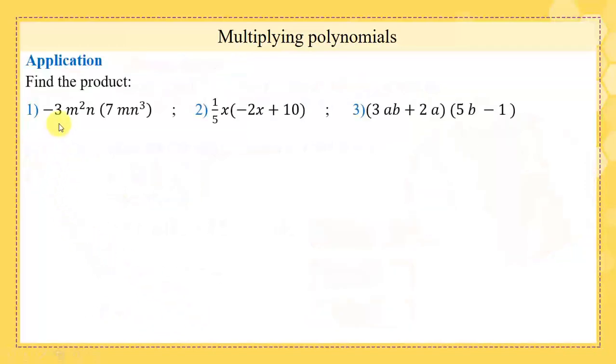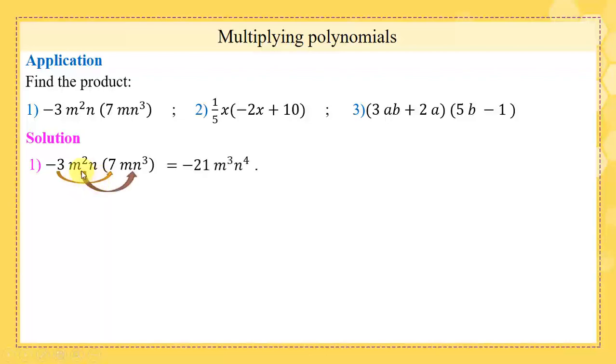Application: find the product of each. Please pause the video and do it by yourself on a draft paper. Solution: negative 3m squared n multiplied by 7mn cubed. Start with multiplying coefficients. We get negative 21. Now we multiply m squared times m to get m cubed. Then we multiply n times n cubed to get n to the power 4.